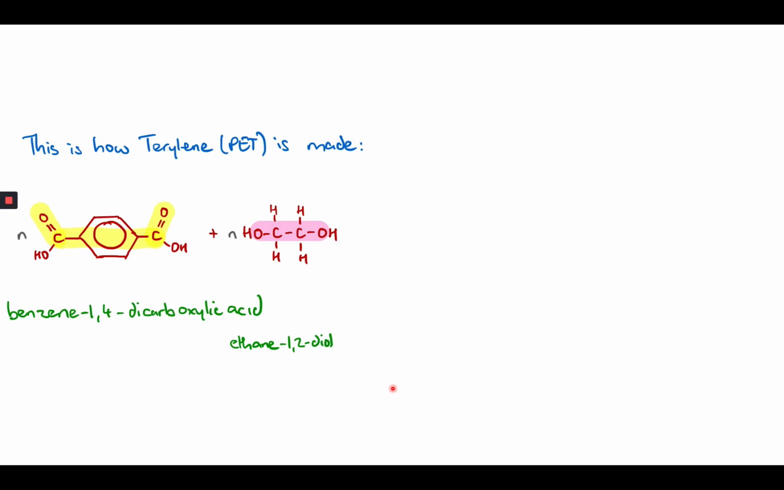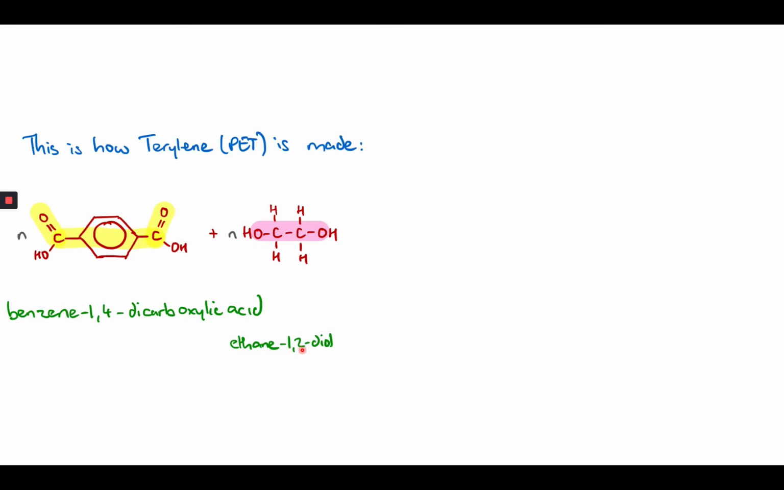It's two monomers, so that means one of them is a dicarboxylic acid, and in Terylene, the dicarboxylic acid is benzene-1,4-dicarboxylic acid. That's why it's called 1,4: if we take the first carbon to be the carbon that one of these carboxylic acids is joined to, and then we count round 1, 2, 3, 4, then the second carboxylic acid group is the fourth carbon away. And then the other monomer is ethane-1,2-diol.